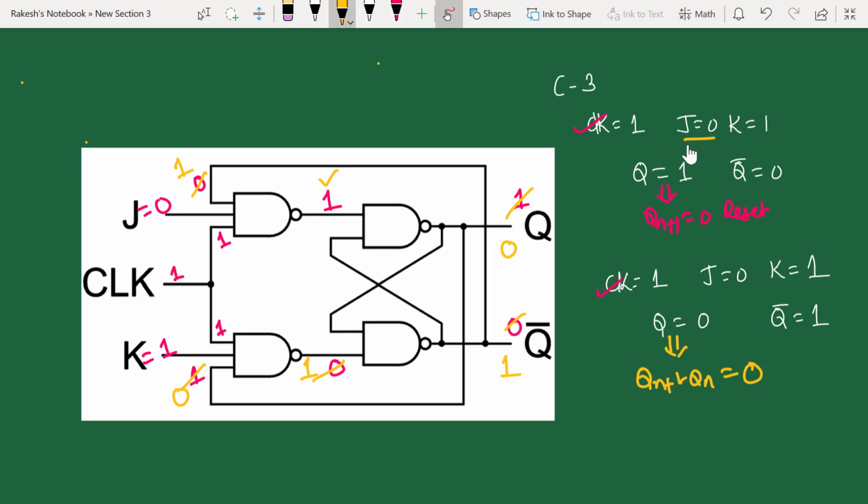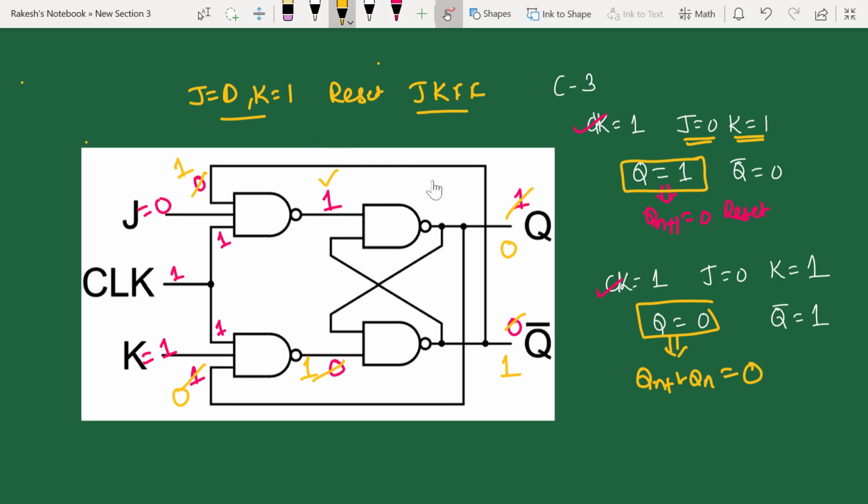So when you apply J equals 0 and K equals 1, irrespective of whether previous output is 1 or 0, it is going to reset the output to 0 state. That means J equals 0 and K equals 1 is the reset condition for the JK flip-flop.